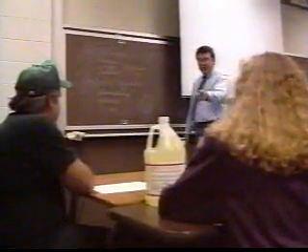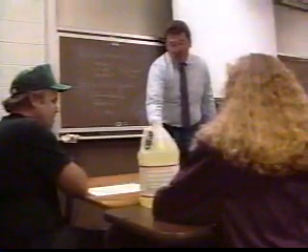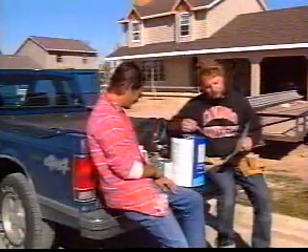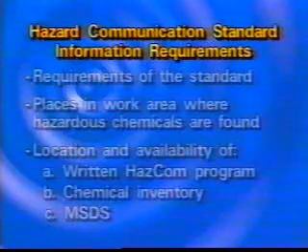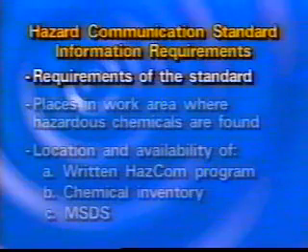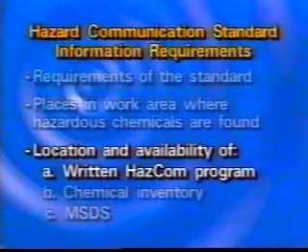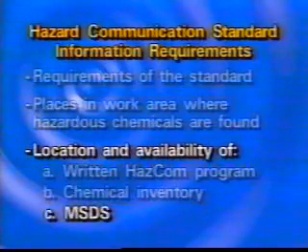The Hazard Communication Standard requires any company, large or small, that uses even one hazardous chemical to provide information and training for employees. This must be done at the beginning of each new assignment or whenever a new hazardous chemical is first used. Your employer is required to inform you of the following: the requirements of the standard, the places where hazardous chemicals are present in your work area, and the location and availability of the written program, the chemical inventory, and the material safety data sheets.